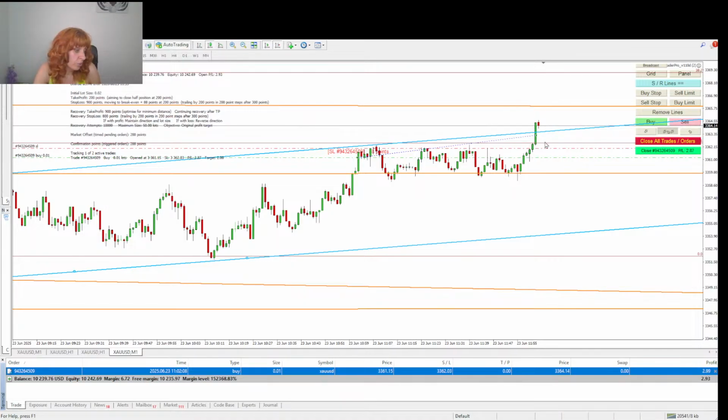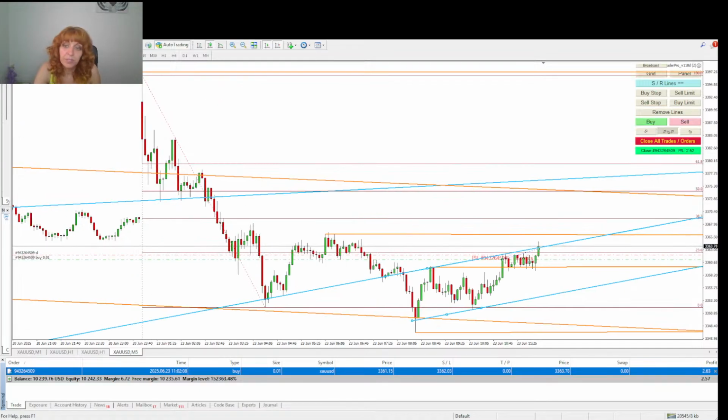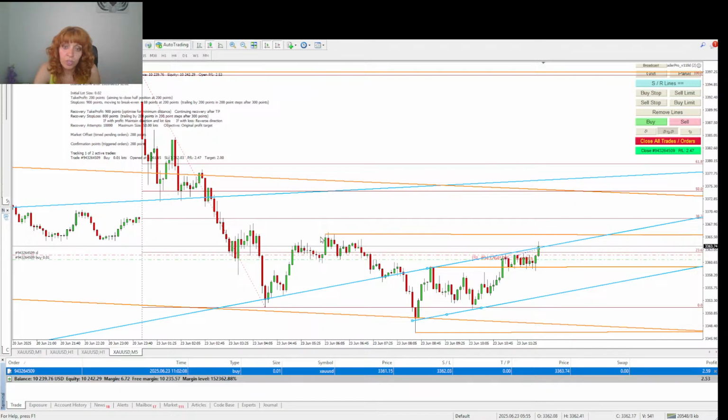So let's see if it will try to go back, because as I was saying, it's not giving me a signal for selling just yet, and quite possibly it would want to try to go for this next level, next top, before it would want to go for a little bit of a reverse. But at the same time, it might give me the sell signal. So let's see and wait.